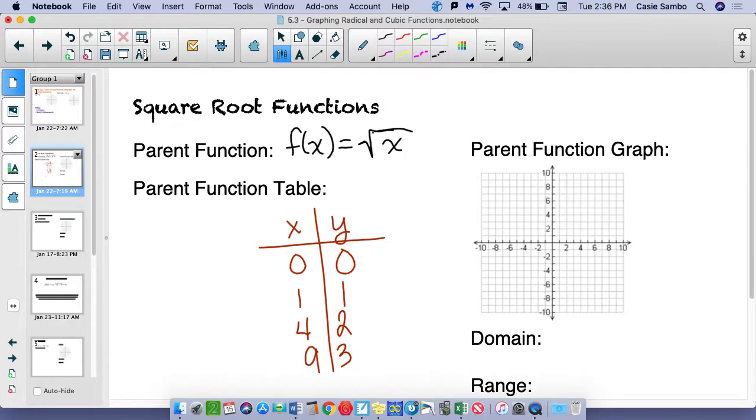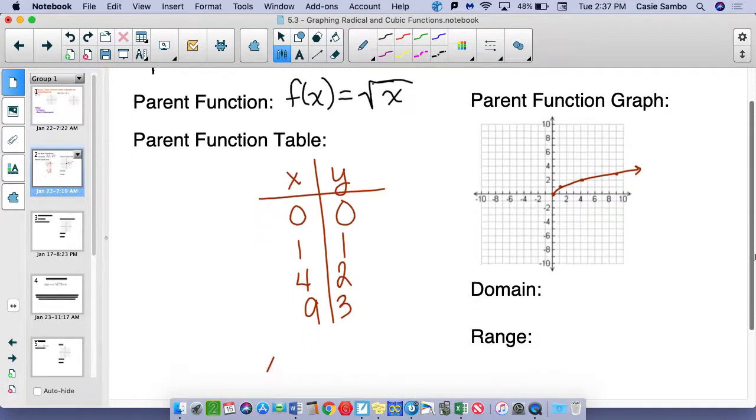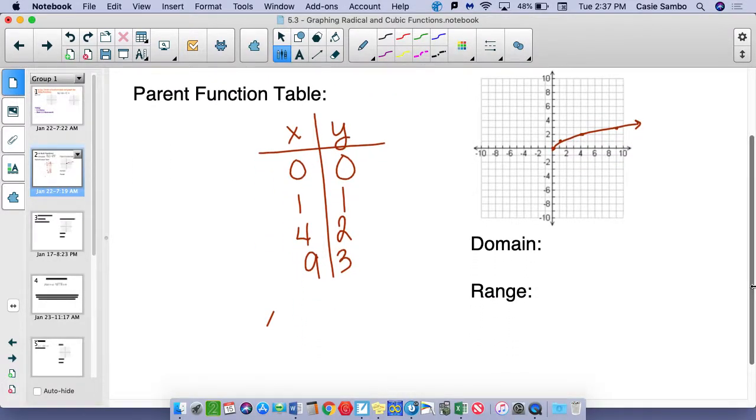The parent function graph, again, we've seen this before, but we just plot those points. And it looks like that.